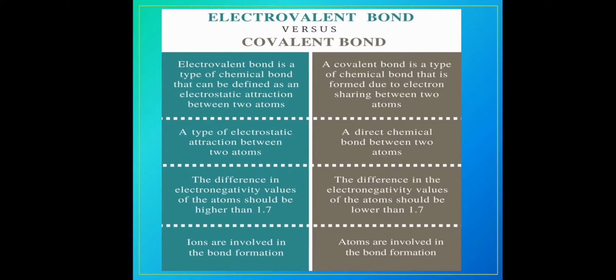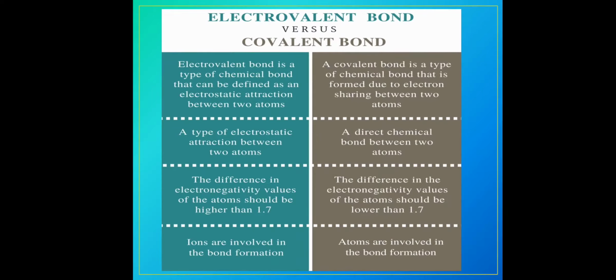Now the last thing we will see here is the difference between an electrovalent bond and a covalent bond. An electrovalent bond is a type of chemical bond that can be defined as an electrostatic attraction between 2 atoms. That is, when transfer of electrons takes place, the ions are attracted towards each other, whereas a covalent bond is formed by mutual sharing of electrons. The type of force of attraction is electrostatic for electrovalent bonds, and in a covalent bond there is a direct chemical bond between the 2 atoms. This direct bond is because of the sharing of electrons from the valence shell.